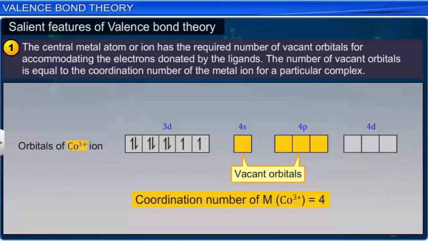Let us study the theory in detail with the help of an example. The metal ion which is undergoing the complex formation is cobalt 3 plus ion. Cobalt 3 plus ion consists of 3d8 electrons in its valence shell. See, the coordination number of cobalt 3 plus ion is 4. That's why the valence orbitals, that is the 4s orbital and 4p orbitals, are the vacant outermost orbitals of this cobalt 3 plus. So there are 4 vacant orbitals available in the valence energy level of cobalt 3 plus ion.